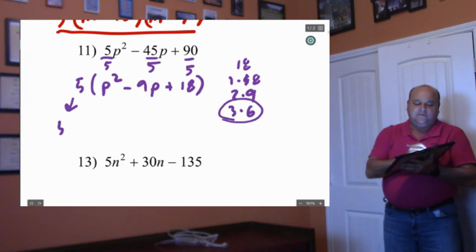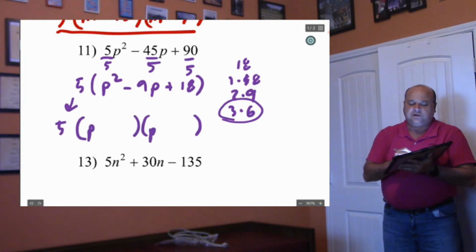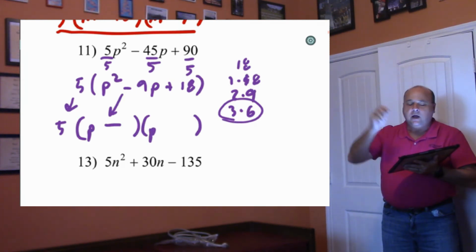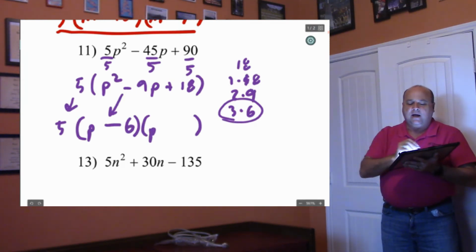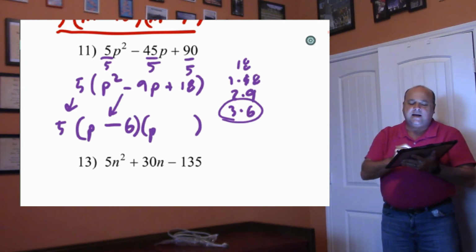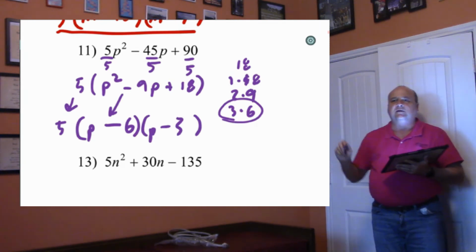So I'm going to drop my 5, I'm going to draw 2 parentheses, my p goes first, this sign drops. Which factor is larger, the 6 or the 3? The 6 goes first. And I want to get to a negative 9. What do I do to negative 6 to get to negative 9? I need to do a minus 3, don't I? Negative 6 minus 3 is a negative 9.